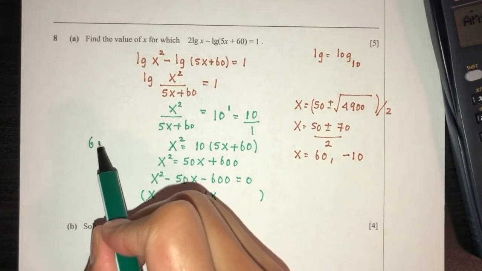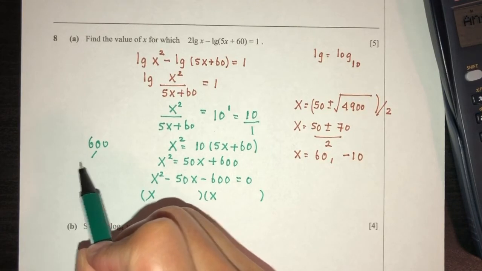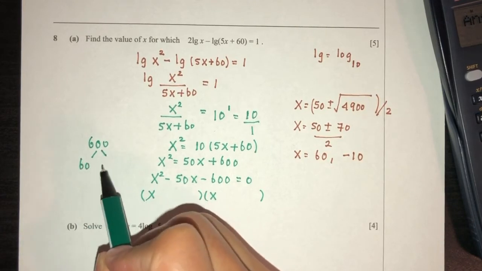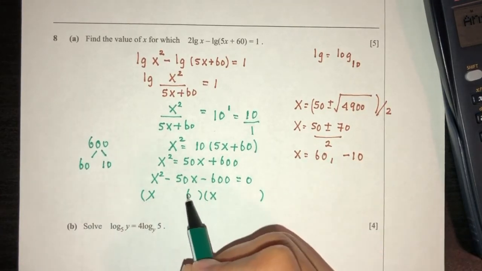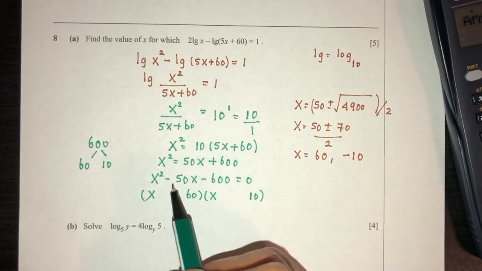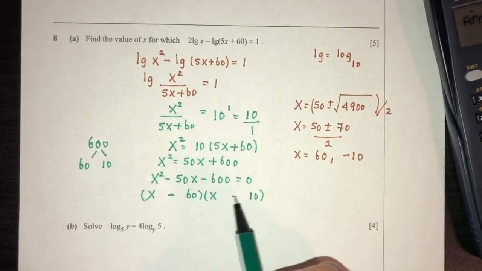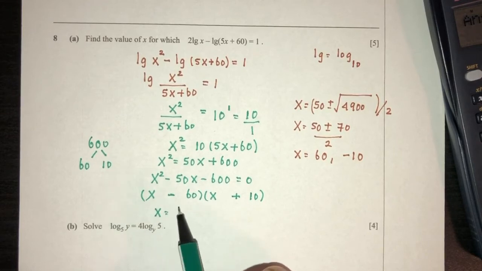It is also pretty easy. So 600 is what? It is 60 times 10. So we can put 60 here and 10 here. To get minus 50 has to be minus 60 plus 10. So x is equal to 60, x is equal to minus 10.